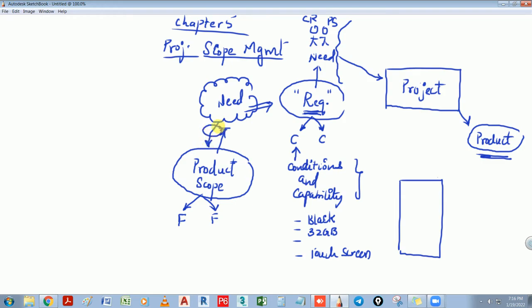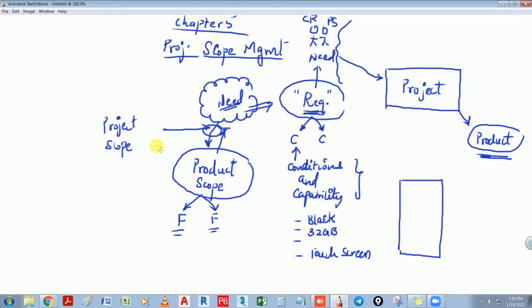This center job is called what? Conversion of the need of the customer, the dream of the customer, to the final product with all these functions and features is called what? Project scope. Again. Yeah, again.